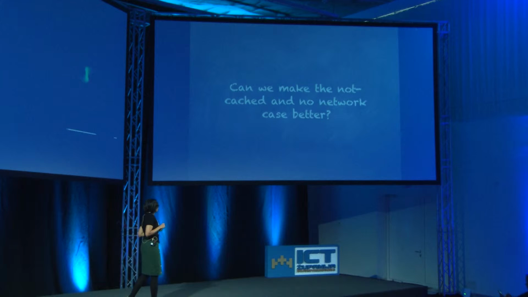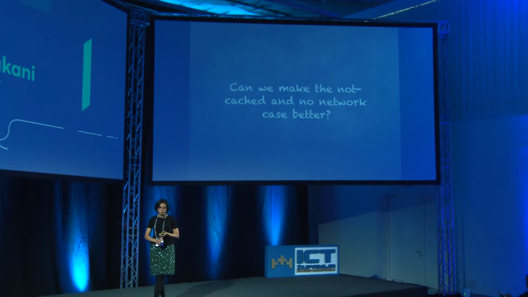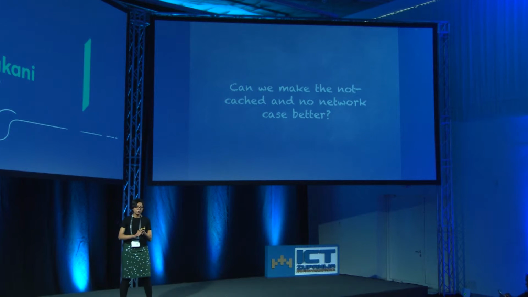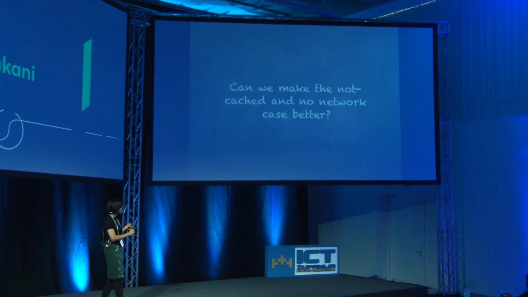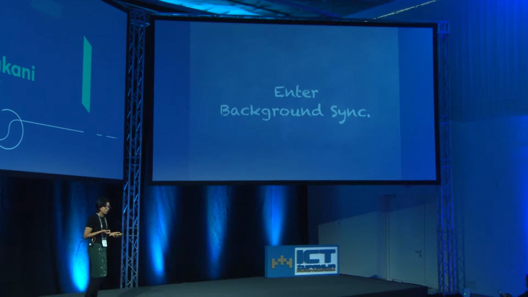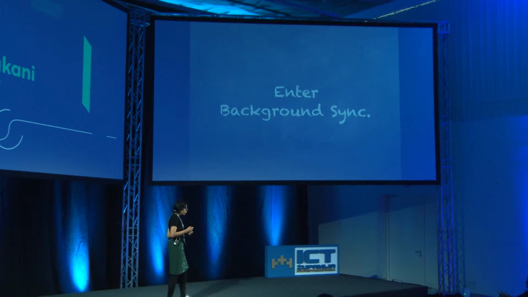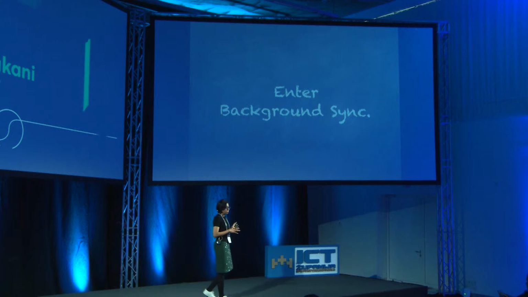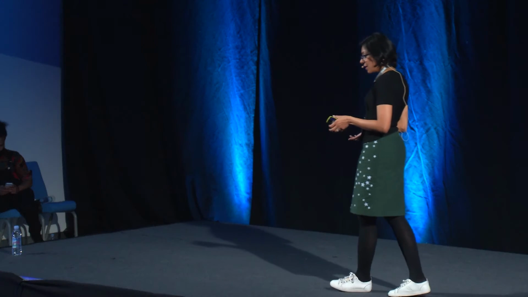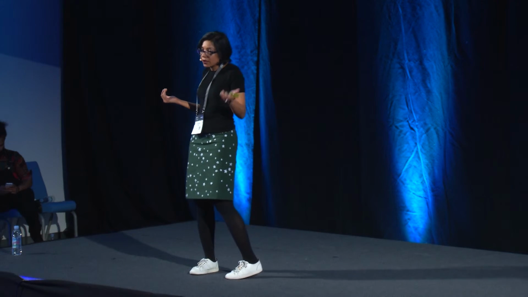But can we make the case where we don't have the resource cached and we also don't have network connectivity better? So if you recall, we were showing a static failsafe page. Can we make that better? That's where background sync comes in. Now, background sync is an API through which you can tell your browser that, hey, when I have network connectivity next, do something. That do something can be loading an article, or it can be sending a post message to a server, right?